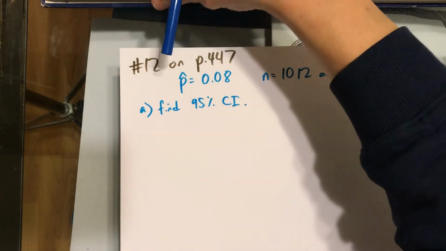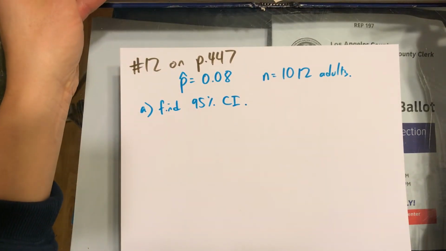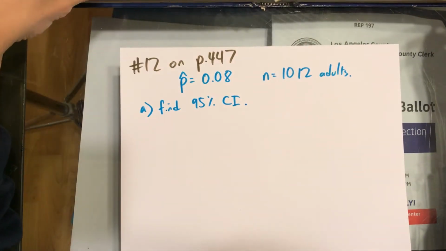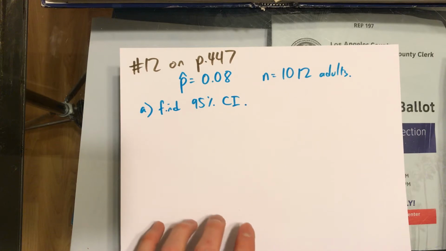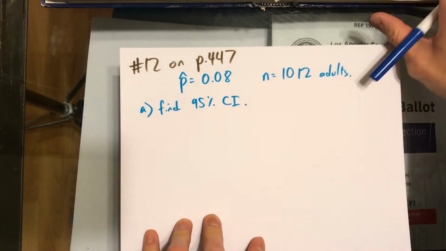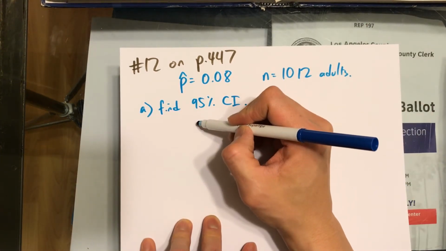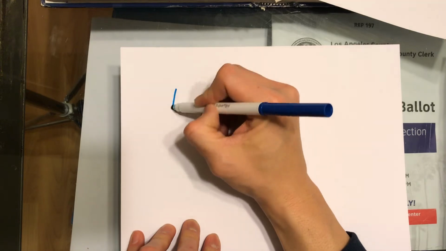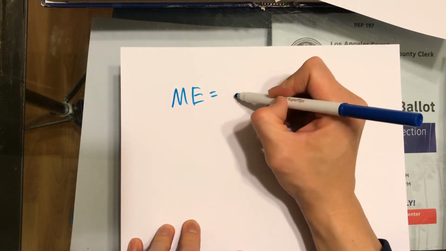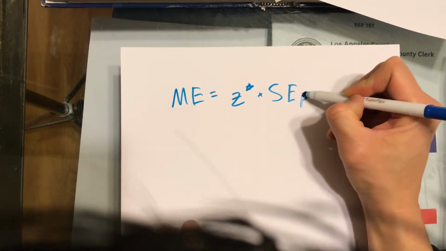So the formula for this, let's flip back. The formula for, what are we looking for, margin of error? I'm gonna write this on a separate sheet of paper and we'll come back to this. So the formula for margin of error is this thing times your standard error of your p hat.